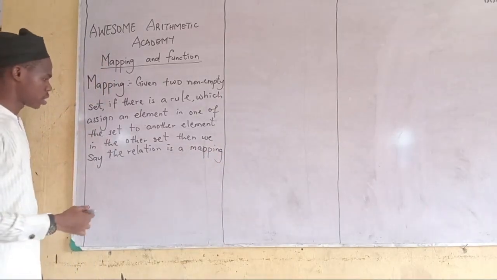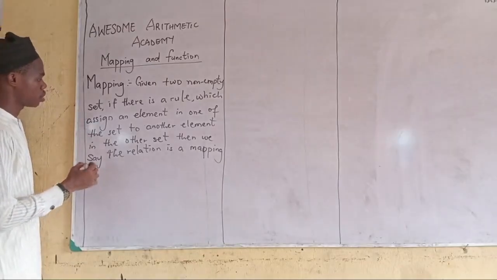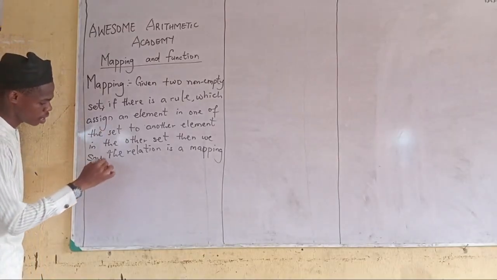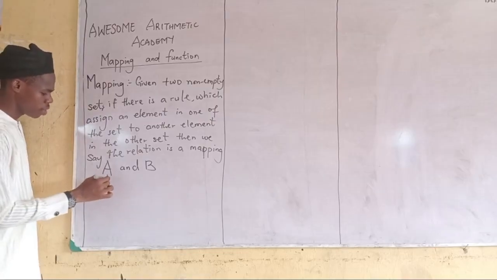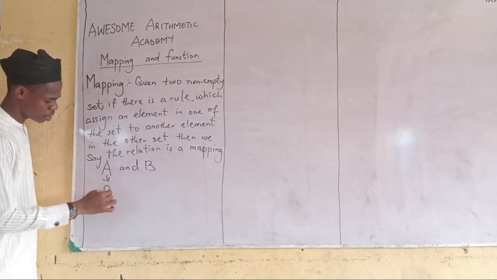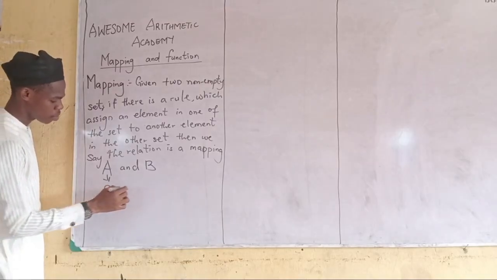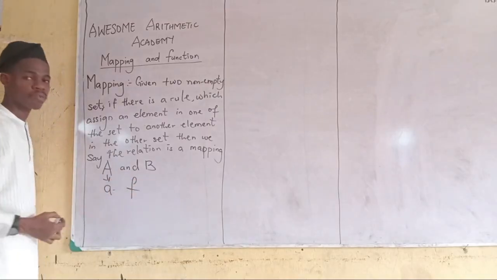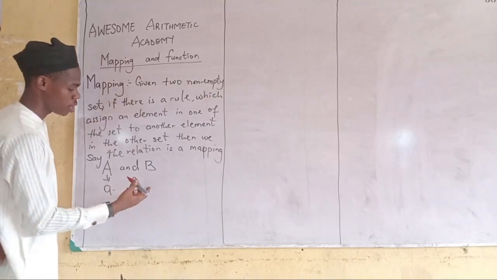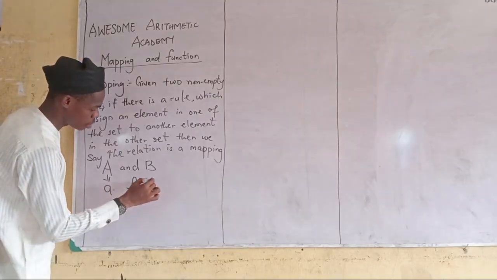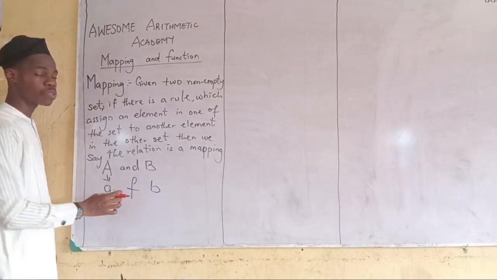So what we are saying here is that, let's say for instance, I'm having two non-empty sets, A and B. Then there is an element from A, let's say small letter a, whereby a rule is given, let's say the rule is f, that assigns this element a to a unique element of B. Let's say the element in B is small letter b. When you have something like this, we say it's a mapping.